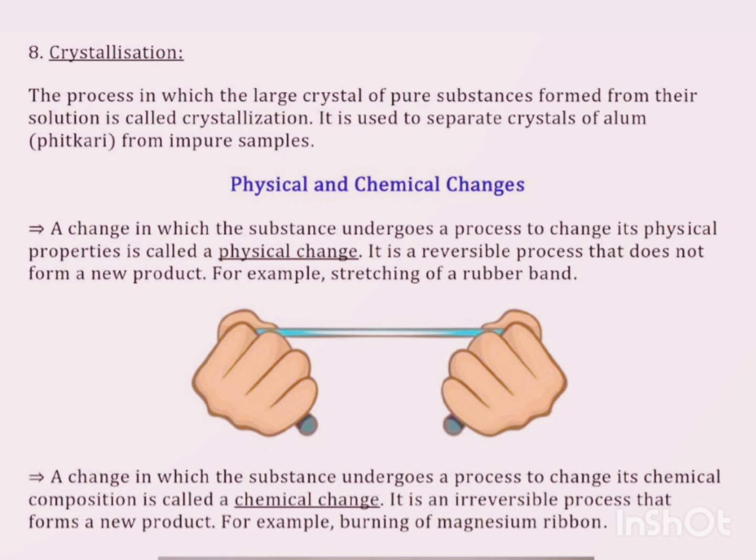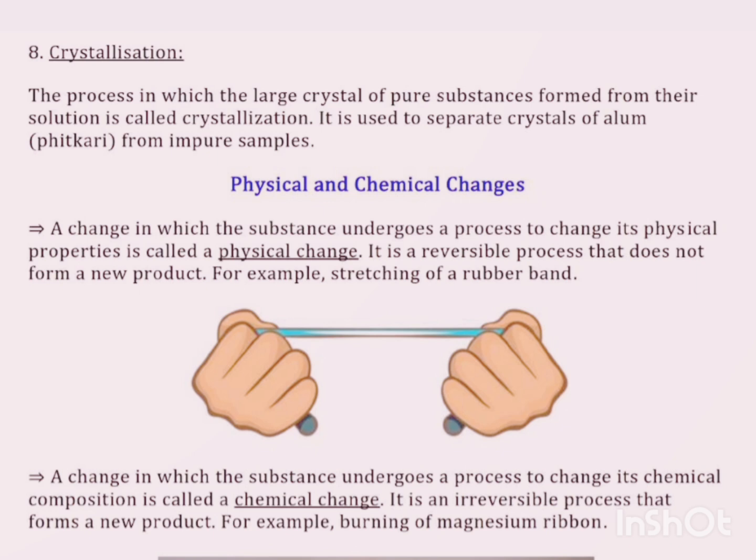It is used to separate crystals of alum, fitkari, from impure samples. Crystallization is nothing but what we are doing here. We are separating the pure substances formed from the solutions. What we are doing here is the process in which large crystals of pure substances are formed. So the example we are using here is fitkari, that is, we call it an alum.